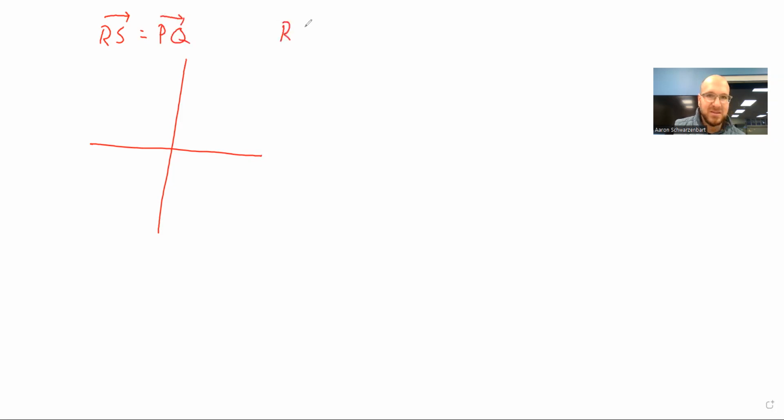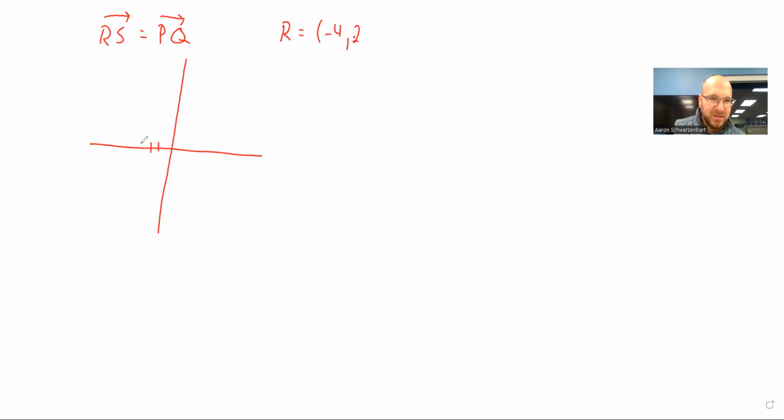vectors. They do have vectors with the angle brackets. So we've got two. We're going to show the vectors, and I'm going to show that they're equivalent. I'm going to show RS is going to be equal to PQ. And I'm going to give these points. This is example 1. It's -4, 2.